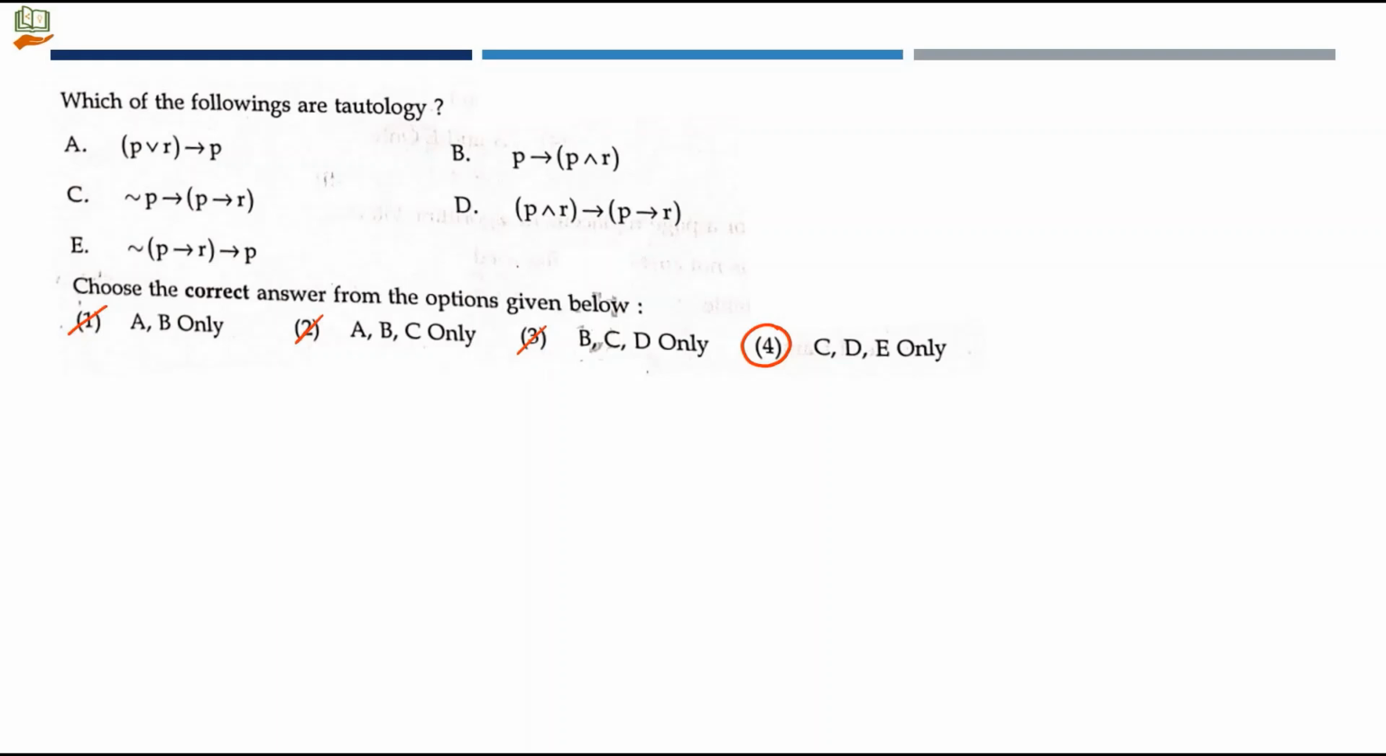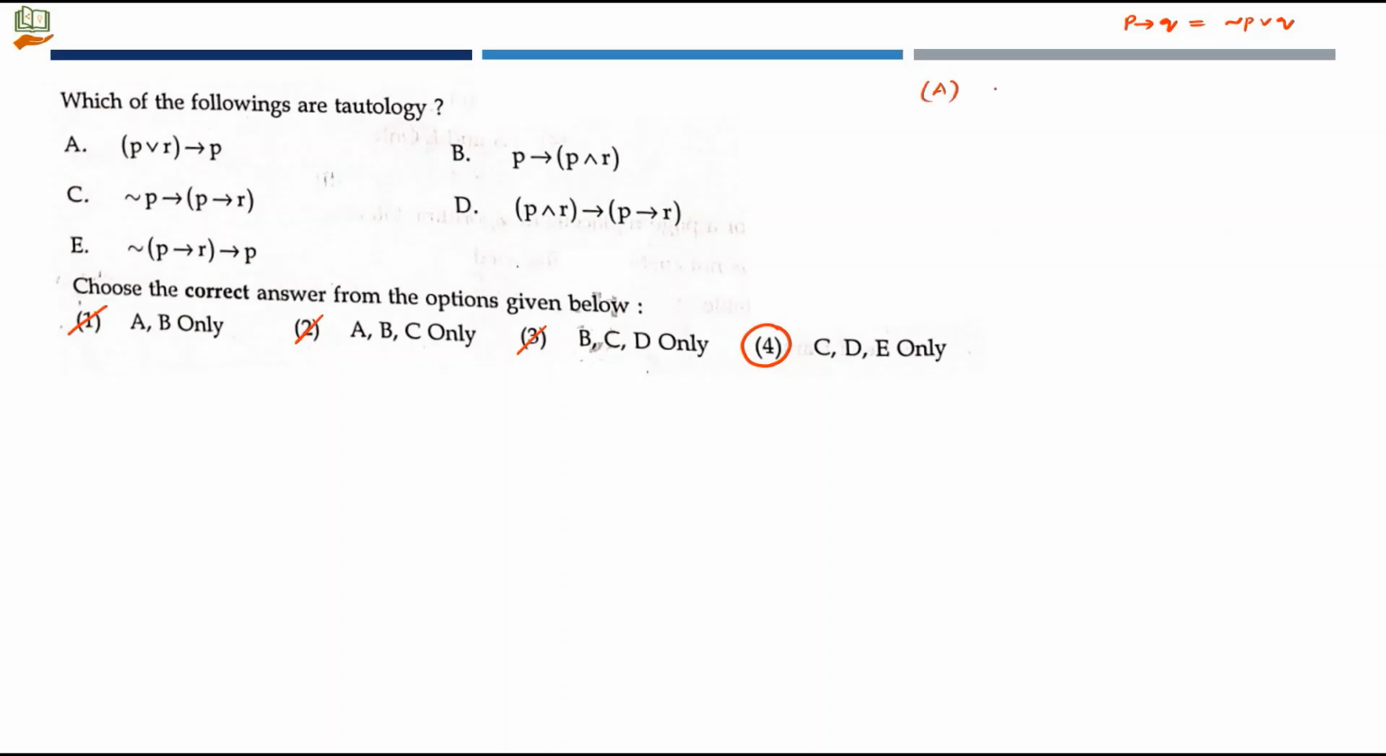In case you are not comfortable with this truth table format, you can go for an alternative strategy of reducing these expressions. If we have to reduce these expressions, then we have to know this particular rule. P implies Q is equal to not P or Q. Using this only we are going to solve all these expressions.